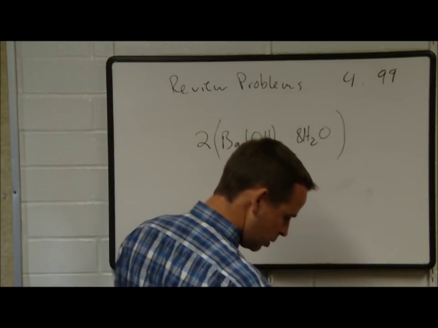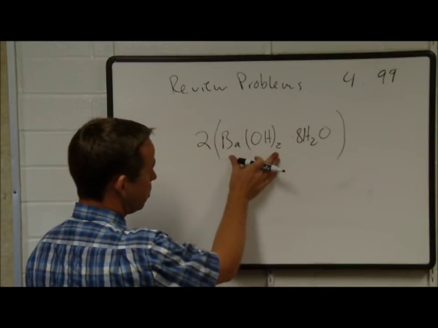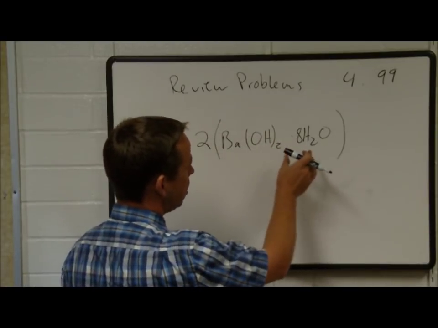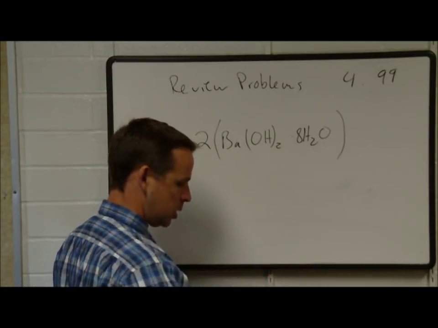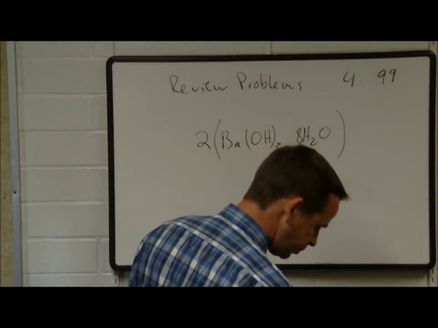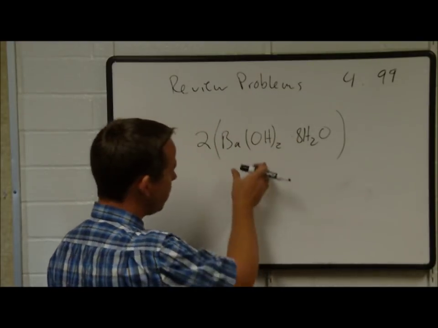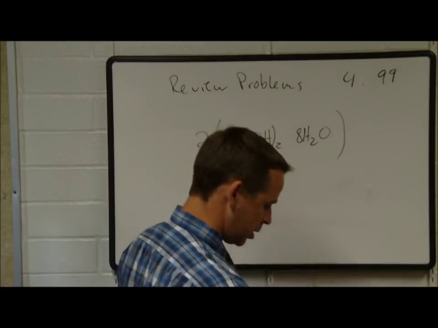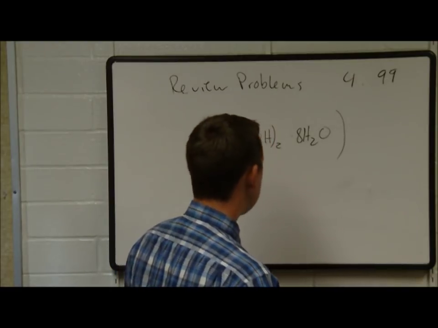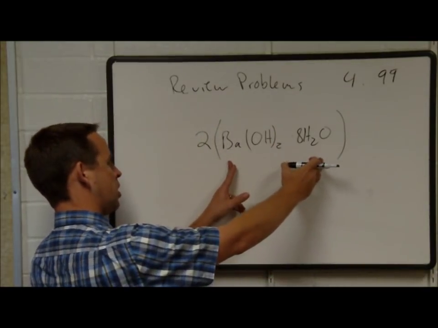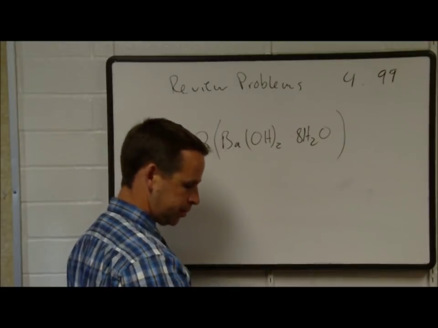And how many barium hydroxides? 2. How many water molecules? 16. How many moles of barium hydroxide? 2 moles of barium hydroxide, 16 moles of water, 2 moles of barium hydroxide octahydrate.